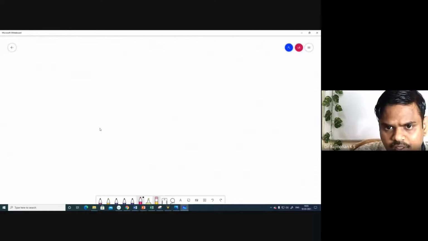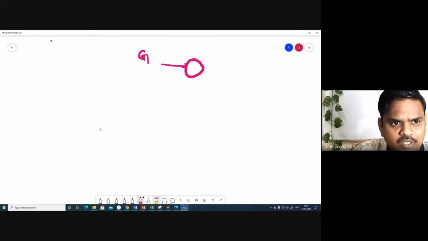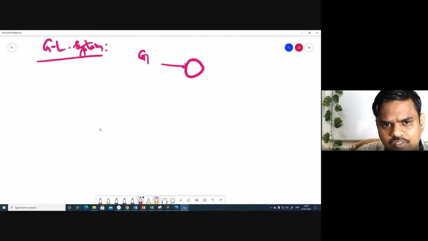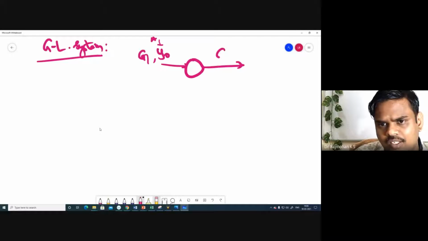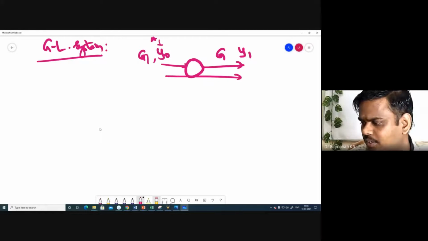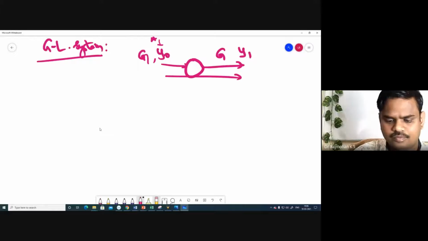For example, how do we determine these Murphree plate efficiencies? We have a gas stream entering. We are talking about gas-liquid operations, gas-liquid systems, or gas-liquid contactors. So we have a gas entering with the initial concentration y0 of component A, and it will have a concentration change to y1. Similarly, we will have liquid L.